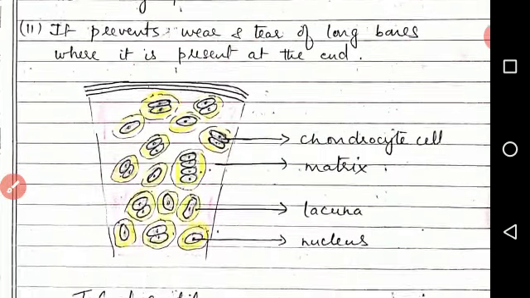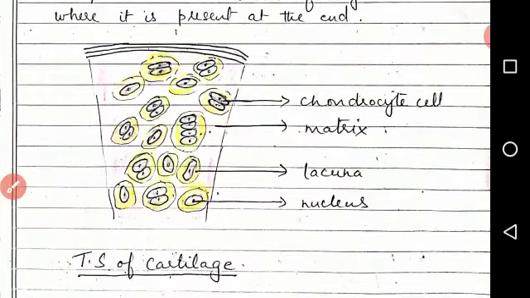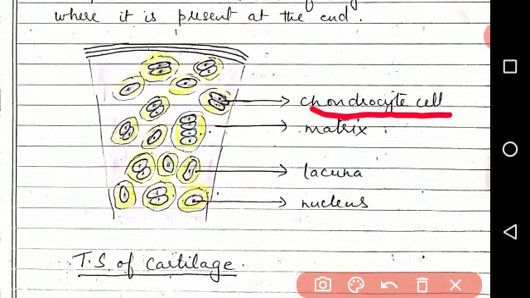Here is the diagram of transverse section of cartilage. These are chondrocyte cells. This is the matrix, then the empty space lacuna in which the cells are present, and nucleus. So children, this is all for today.